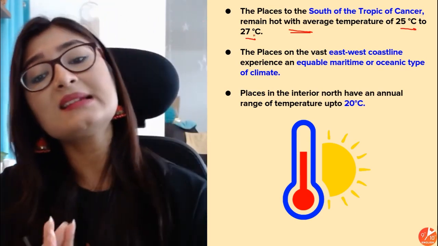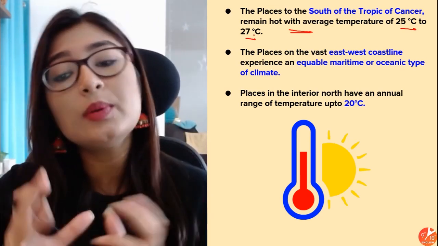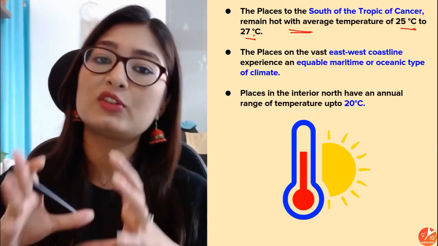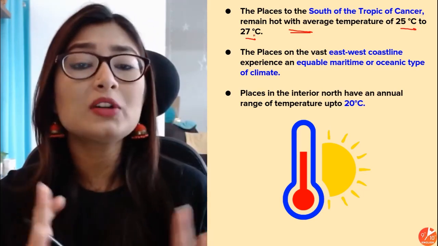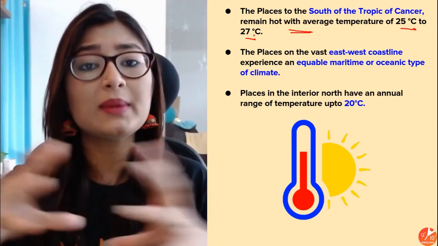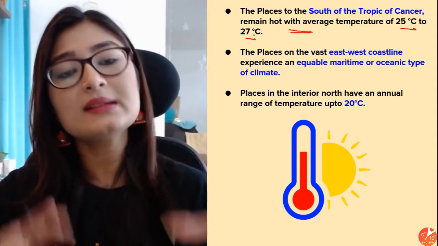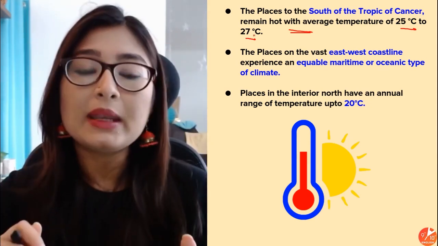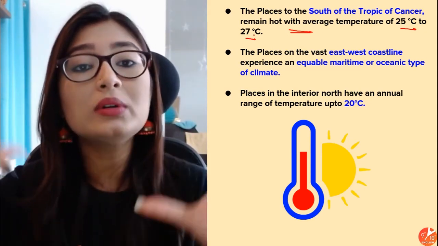Now places on the vast east-west coastline experience an equable maritime or oceanic type of climate. This oceanic type of climate is the climate that I just described, where the summers are hot but not as hot as they should have been because of the latitude. And the winters are cool but not absolutely cold. Why is this happening? This is happening because of the sea effect of the water around the land.